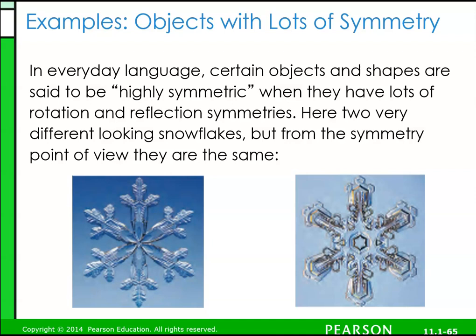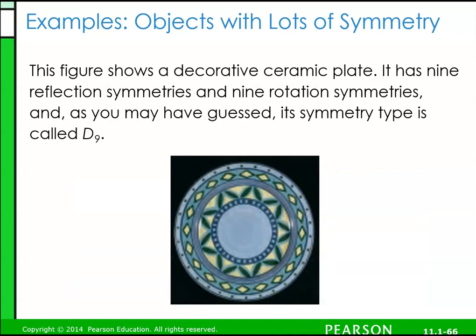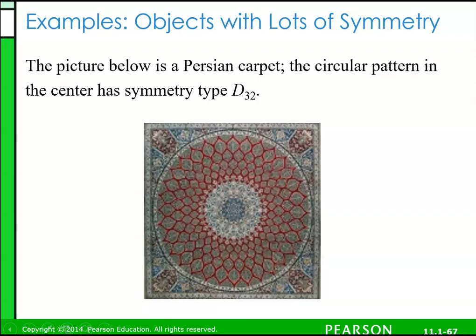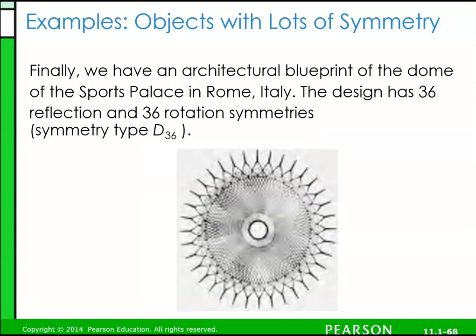Then again, we have objects with lots of symmetry. So we've looked at these examples before. Very different snowflakes, but from a symmetry point of view, they are, again, the same, but they're highly symmetric. Again, this figure shows a decorative ceramic plate. It has 9 reflection symmetries, 9 rotational symmetries, so it'd be D sub 9. You can see there's a lot of different examples of these out there. This one obviously gets a lot more complicated. D sub 32 on this one. And again, another example with several, D sub 36.